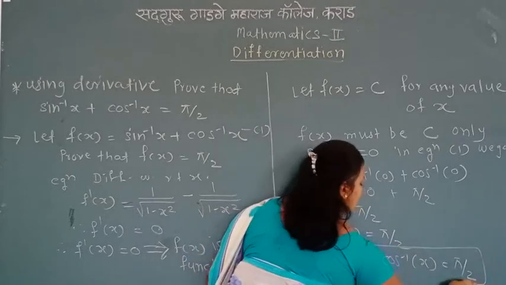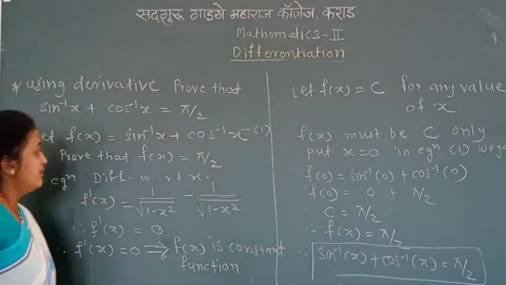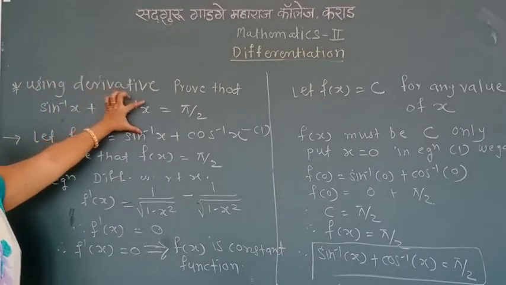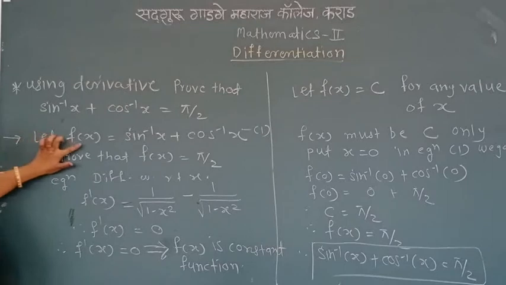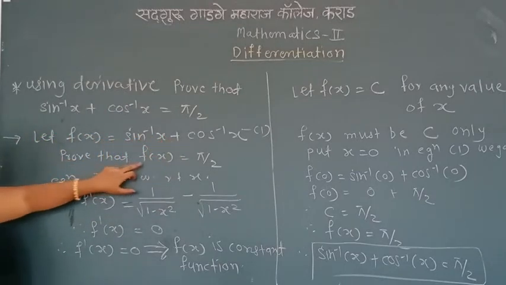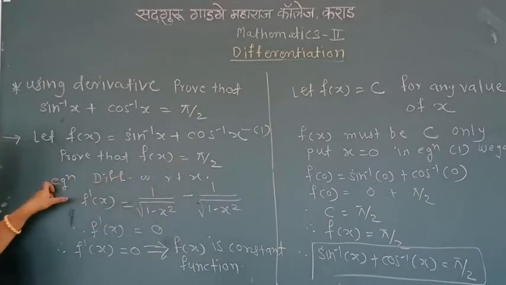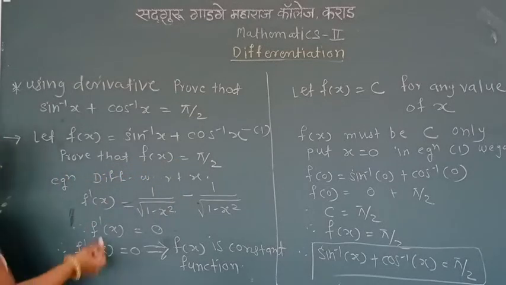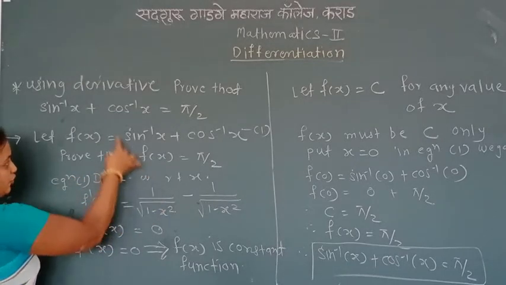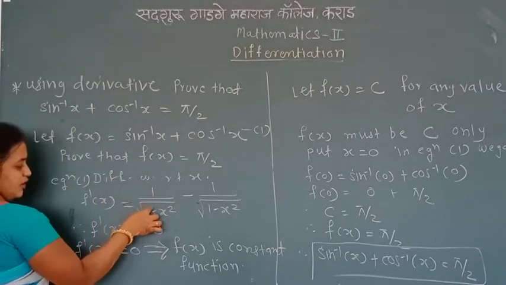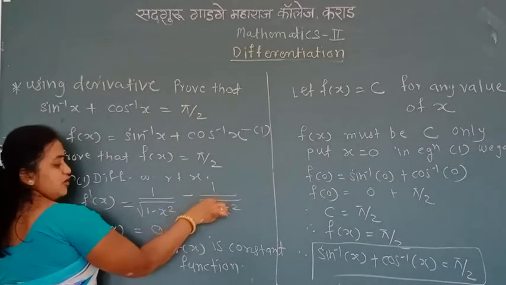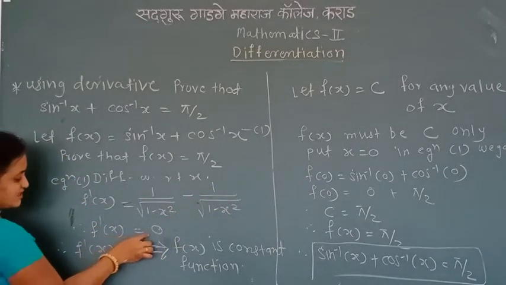Hence proved. So again we can simplify. What is my theorem? Sin inverse of x plus cos inverse of x is equal to pi by 2. So let f of x is equal to sin inverse of x plus cos inverse of x. We prove that here f of x is equal to pi by 2. So differentiate equation 1 with respect to x. So f dash of x is equal to derivative of sin inverse, 1 upon square root of 1 minus x square, minus derivative of cos inverse, minus 1 upon square root of 1 minus x square. So f dash of x is equal to 0.